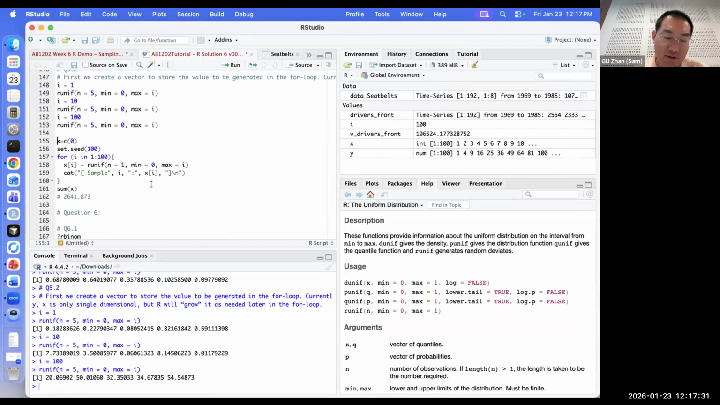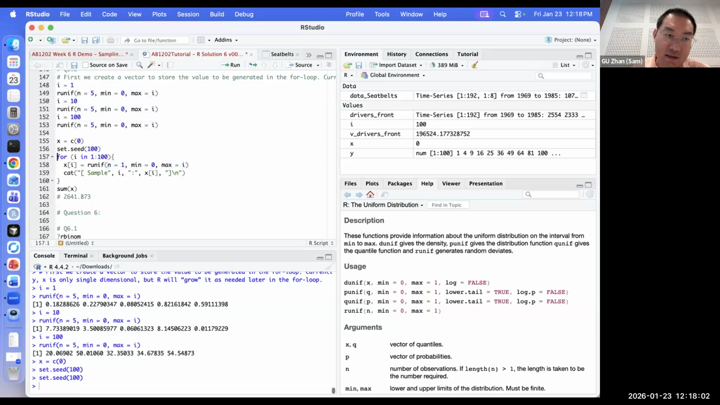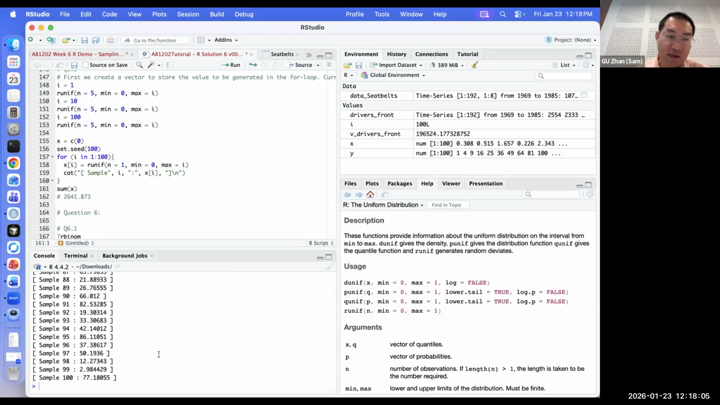Now we are going to create a list called x, equal to a list, and set seed 100, for i in 1 to 100. For xi, we are storing 100 random numbers to x1, x2, x3 until x100. For each xi, I draw only n equal to 1, one value, where the minimum is 0 and the maximum is the current i value. Then we display it. So set seed, for loop. You can have a look.